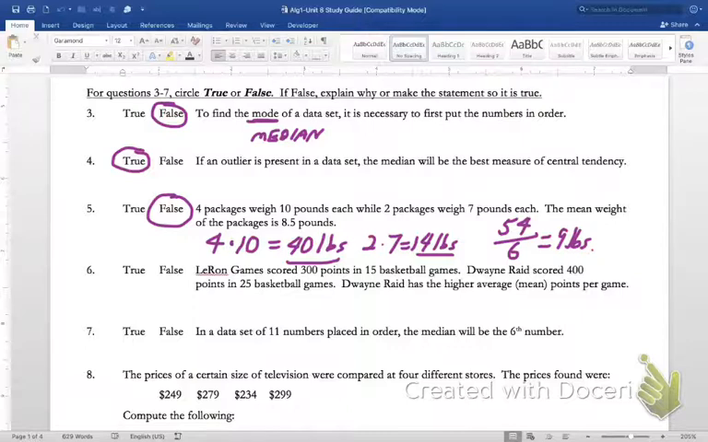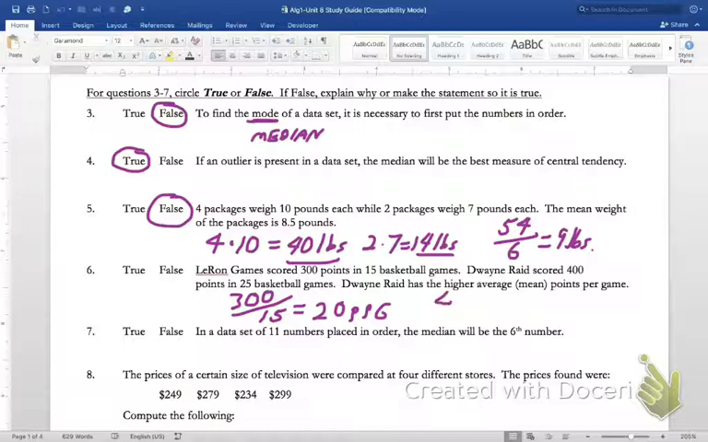Number 6. LeBron James scored 300 points in 15 basketball games, and Dwayne Wade scored 400 points in 25 basketball games. Dwayne Wade has the higher average mean points per game. Again, we don't know till we do the math. So LeBron will be 300 divided by 15, which is 20 points per game.